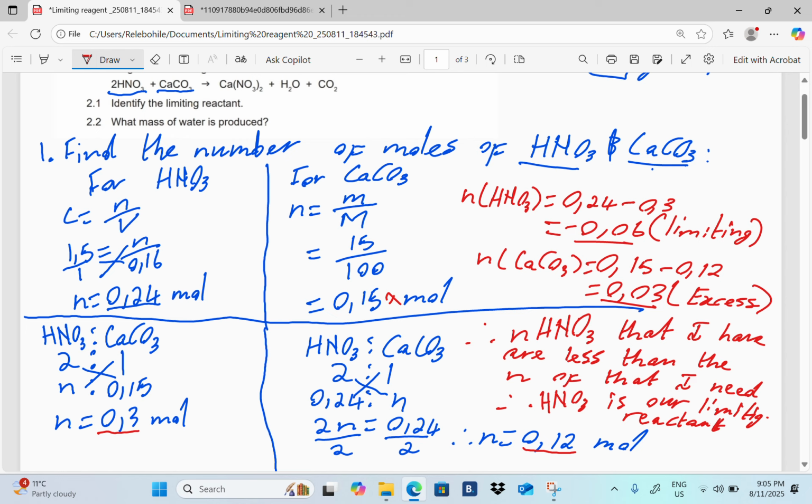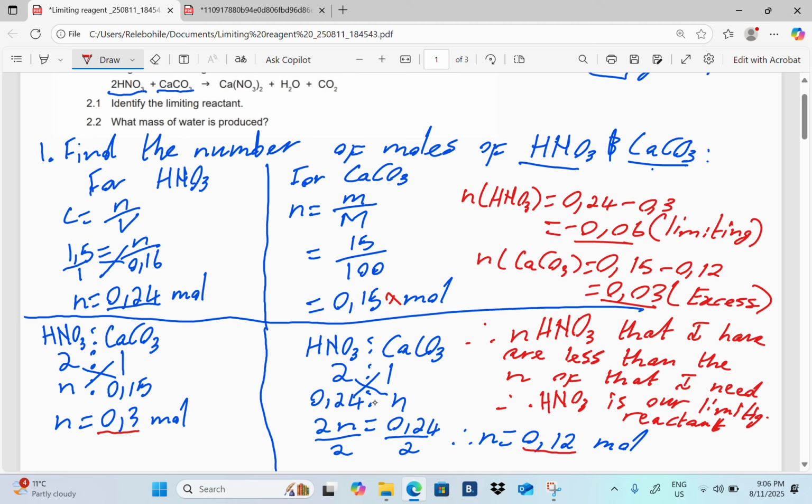And that's how you pretty much answer 2.1. The first step is to find the number of moles of the two substances using the information given. For nitric acid, we were given its concentration and volume, so we substitute into the concentration formula to get that. This side, we were given the mass of calcium carbonate, so we use the n is equal to mass over molar mass formula. Then from there we substitute, then find our number of moles of calcium carbonate. After that, we find the number of moles of the two substances using ratios.